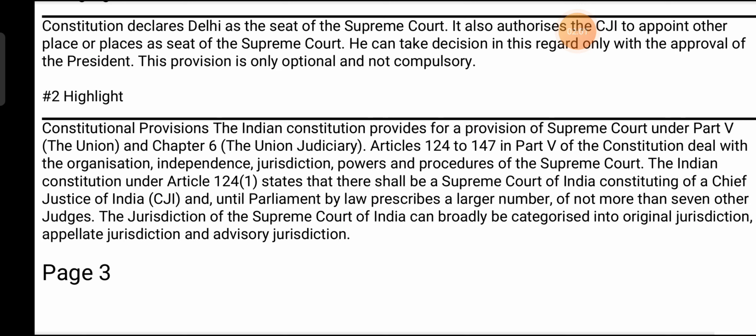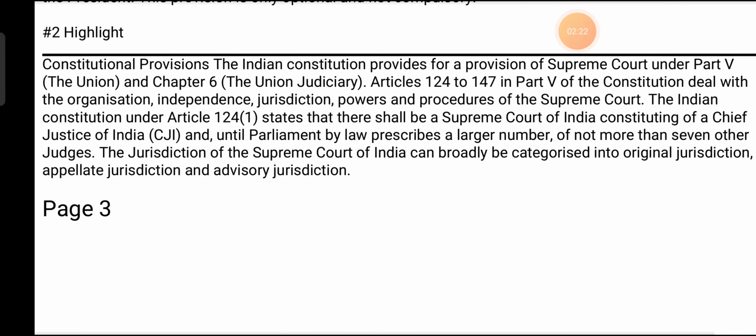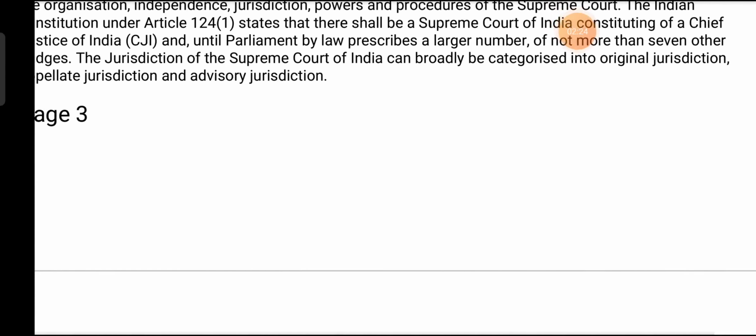The Indian Constitution under Article 124 Clause 1 states that there shall be a Supreme Court of India consisting of a Chief Justice of India and, until Parliament by law prescribes a larger number, not more than 7 other judges. The jurisdiction of the Supreme Court of India can broadly be categorized into original jurisdiction, appellate jurisdiction, and advisory jurisdiction.